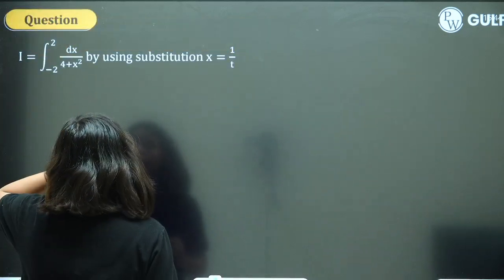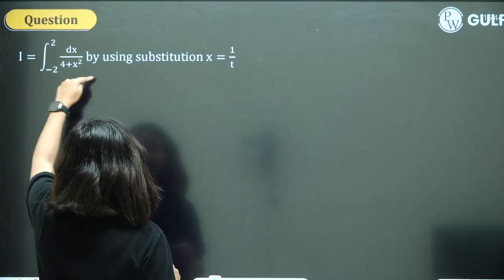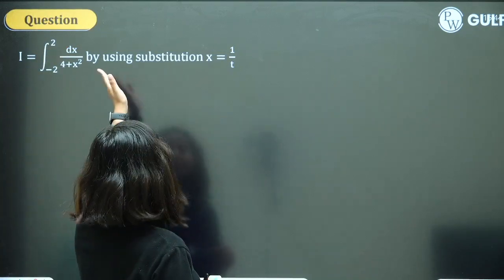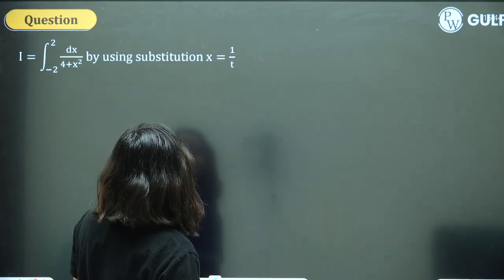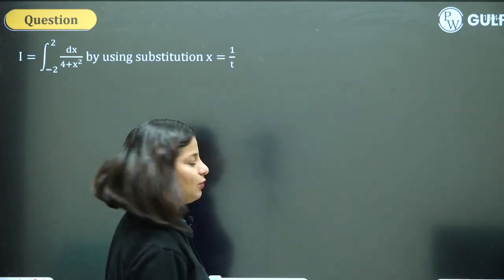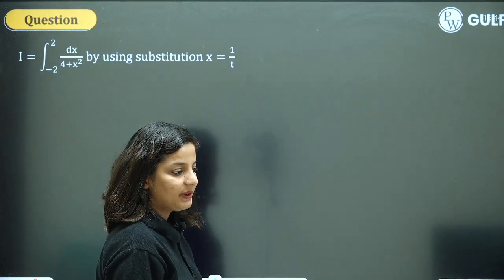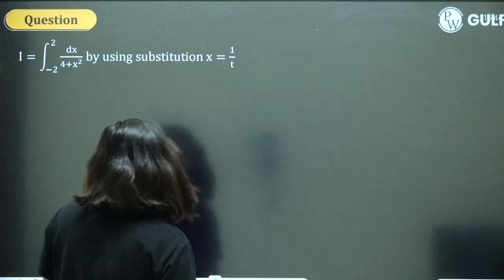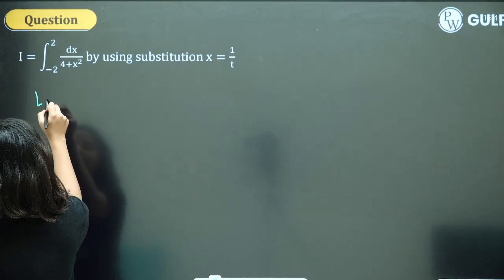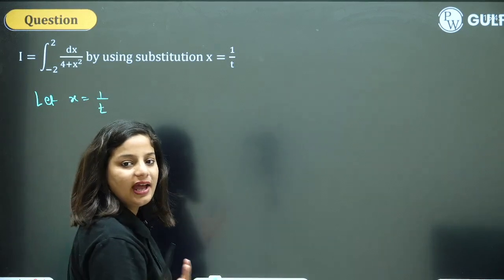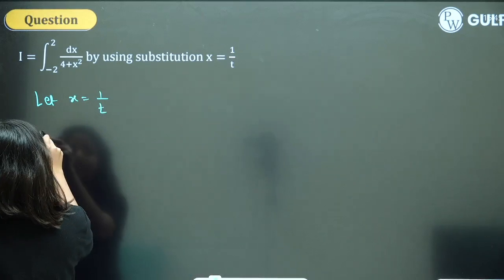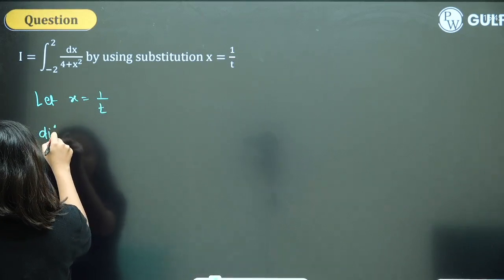Pay attention. Integral minus 2 to 2 dx upon 4 plus x square by using substitution x as 1 by t. अच्छा, x को 1 by t करने बोल रहा है. क्या करें? सॉल्व कर लें. देखिएगा. Let x equal to 1 by t, because they have said we are doing it, otherwise we could have done it directly also, tan inverse formula. Let us follow them.